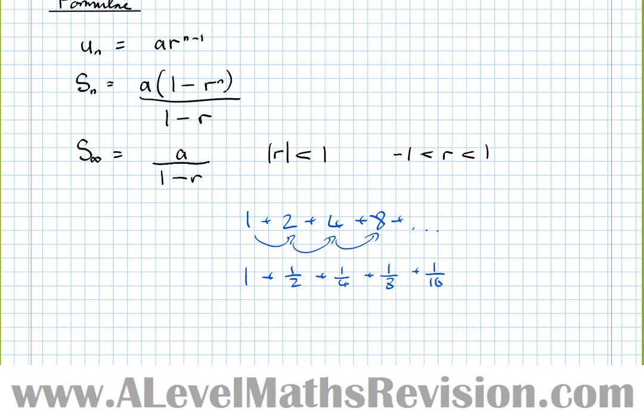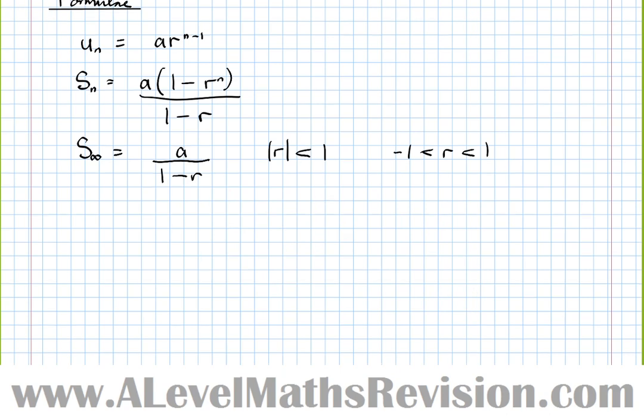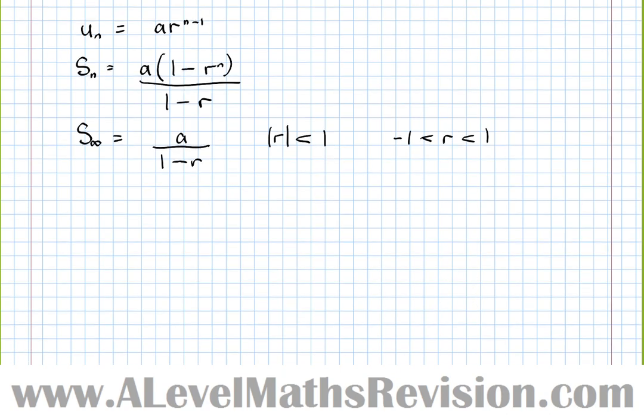So when the ratio is less than 1, and between minus 1 and 1, then we do get a sum to infinity. And when it does settle, so when the modulus of r is less than 1, the sum to infinity is said to, and here's a key word, converge.